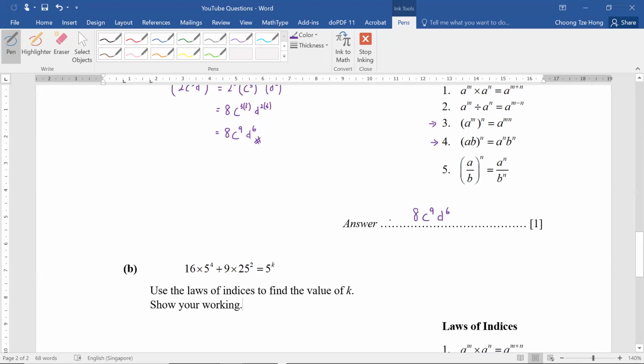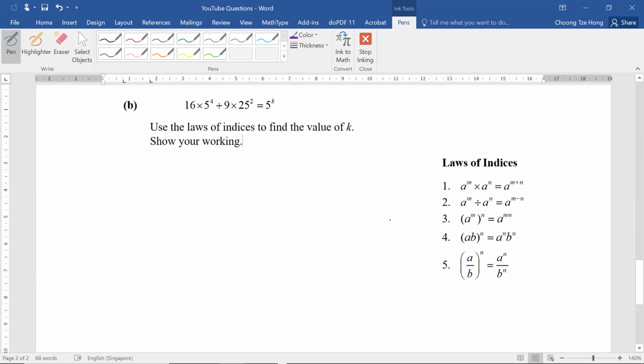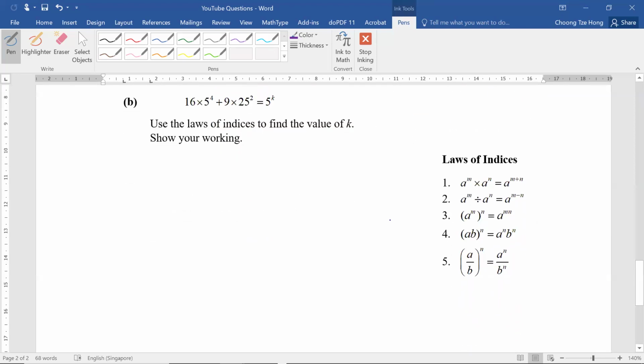Let's take a look at part B of the question. We are given this equation: 16 times 5⁴ plus 9 times 25² equals 5^k. They specifically ask you to use the laws of indices to find the value of k, and you need to show your working.